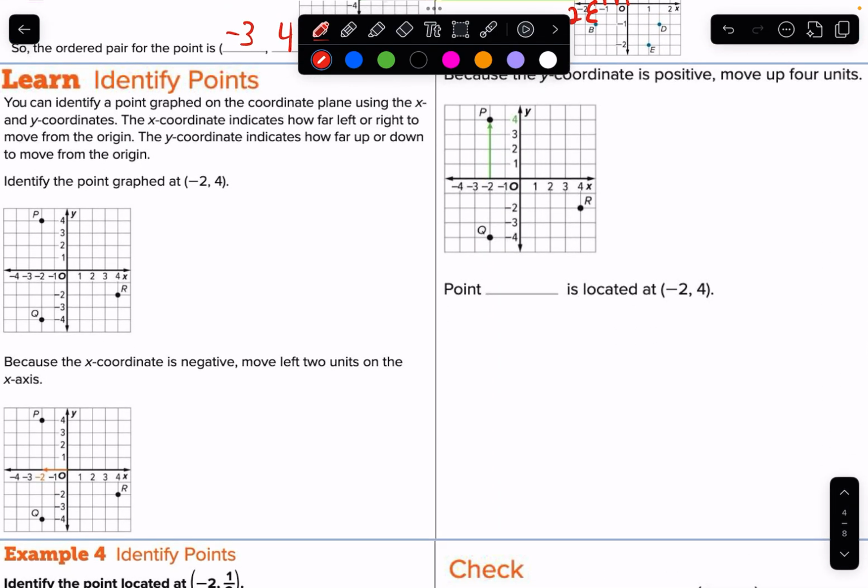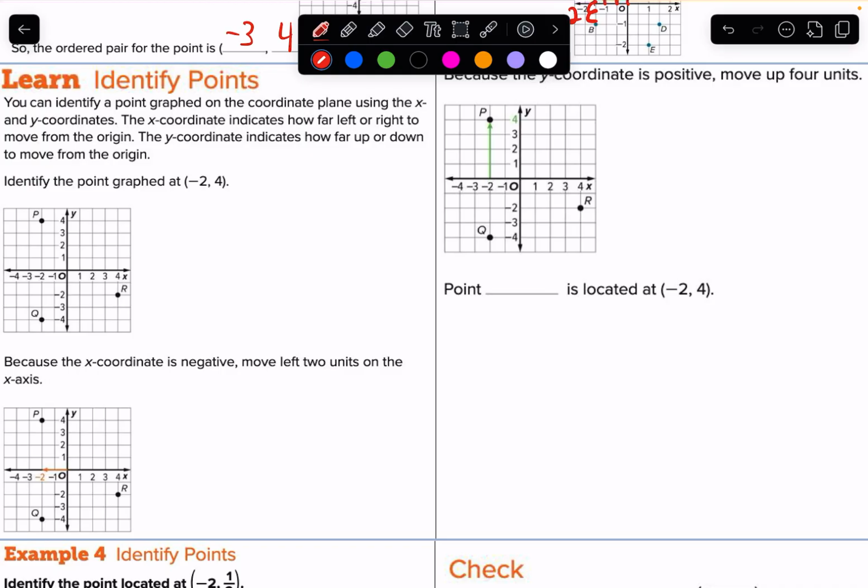Okay, you can identify a point graphed on the coordinate plane using the x and y coordinates. The x coordinate indicates how far left or right to move from the origin. The y coordinate indicates how far up or down to move from the origin. So if we identify the point graphed at -2, 4, we have P, Q, and R to work with.